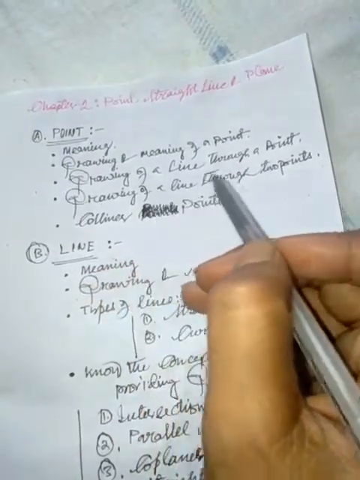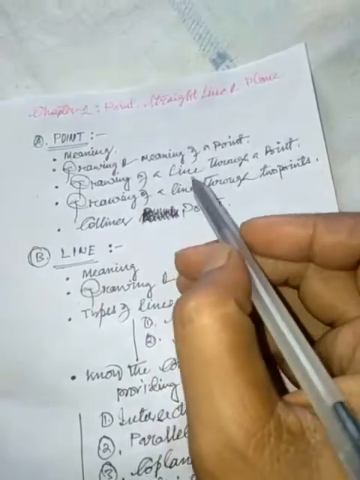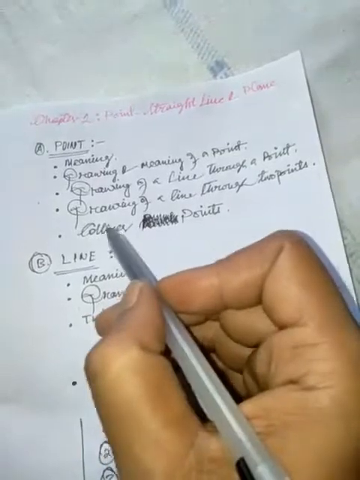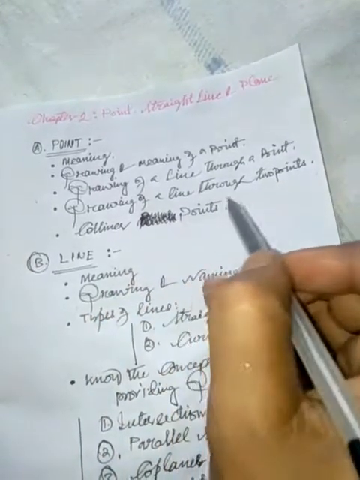Then drawing of a line through a point. So using a point, can we draw a line? This is the question. And drawing of a line through 2 points.